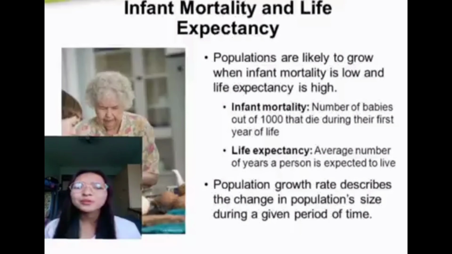So, yung infant mortality po ay tumutukoy ito sa bilang ng mga babies na out of 1,000 ay namamatay during their first year of their life. So, while the life expectancy naman is tumutukoy naman ito sa mga inaasahang mabubuhay ang isang tao batay sa taon ng kanyang kapanganakan. Sinasabi na mas mag-grow ang isang populasyon kapag ang infant mortality is low and the life expectancy is high.